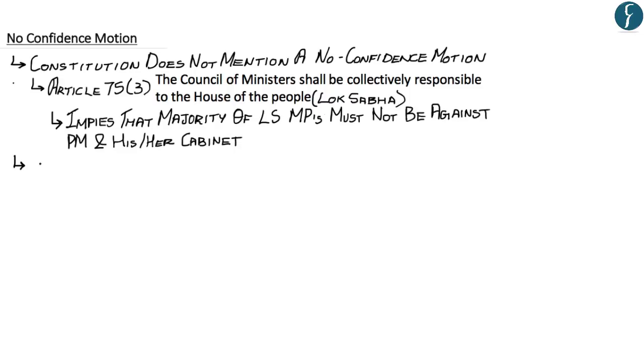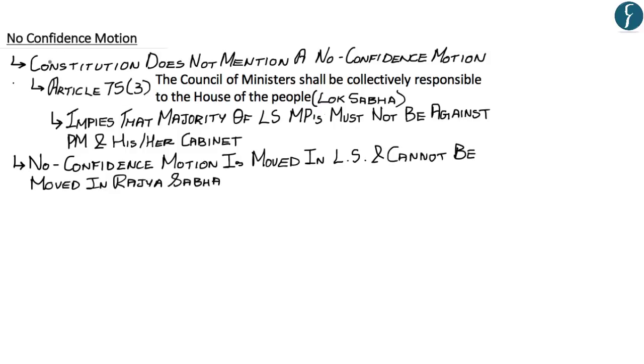Now, an important aspect that you should understand from this is that the no confidence motion is moved in the Lok Sabha and not in the Rajya Sabha. Hopefully up till here you've understood that the Constitution does not mention a no confidence motion. However, under Article 75 Clause 3, the Council of Ministers shall be collectively responsible to the House of the People or the Lok Sabha. Therefore this implies that the majority of the Lok Sabha MPs must not be against the Prime Minister and his or her cabinet. And therefore an important aspect for you to remember is that a no confidence motion is moved in the Lok Sabha and cannot be moved in the Rajya Sabha.